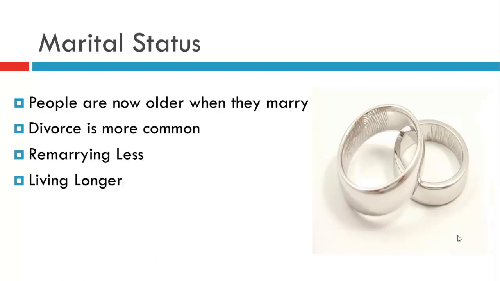There is currently a lower percentage of married couples in the United States. The reason for this reduction in married couples can be attributed to several factors. People are older when they get married for the first time. They are also living longer, divorcing more, and remarrying less.